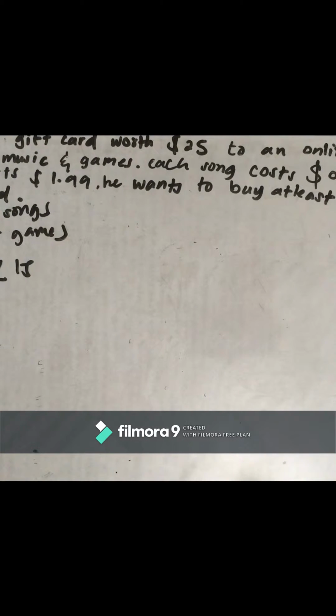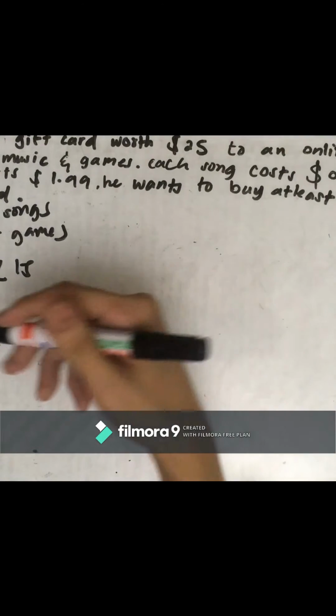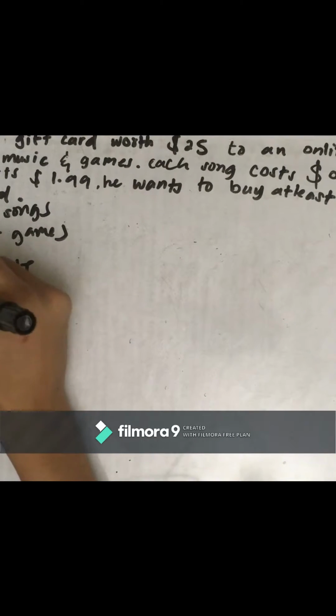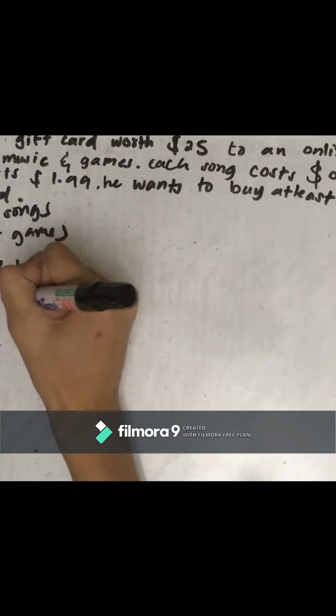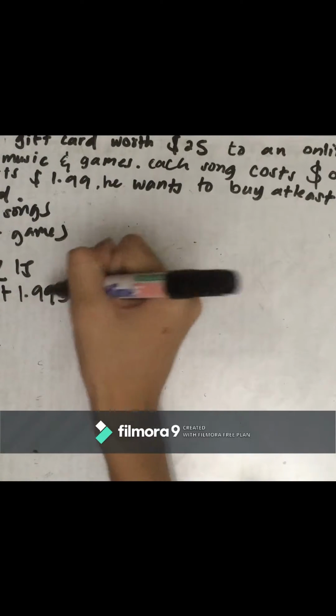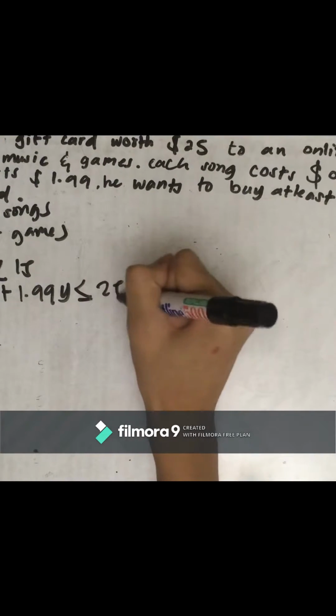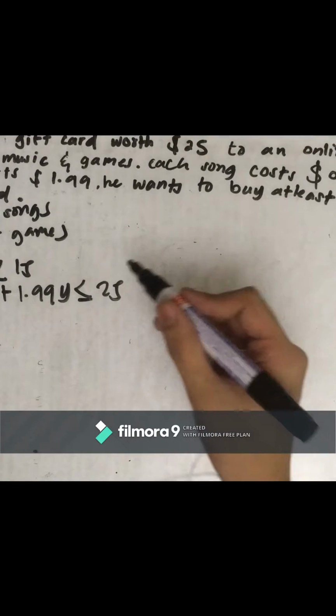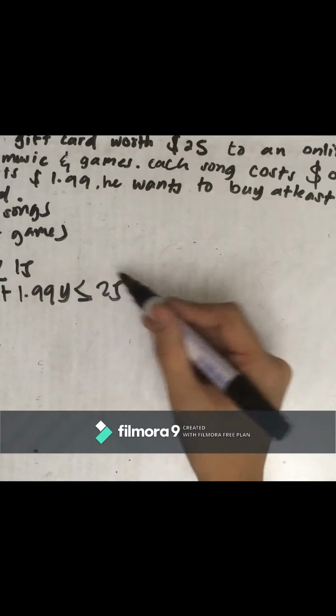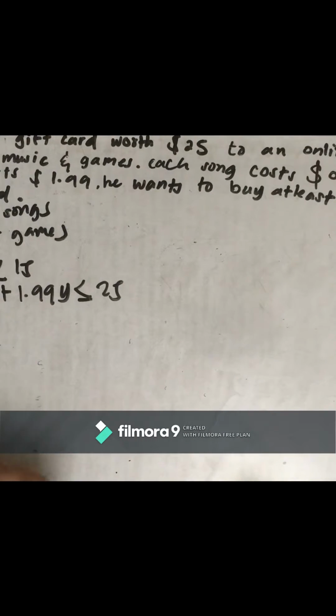Because the number of songs plus the number of games must be at least 15 because he wants to buy at least 15 items with this card. So for the second equation, 0.89x plus 1.99y is less than or equal to 25 because his money is just $25 and this must not exceed 25 because that's his total money. So now that we're done with the system, we'll represent this by making a graph.